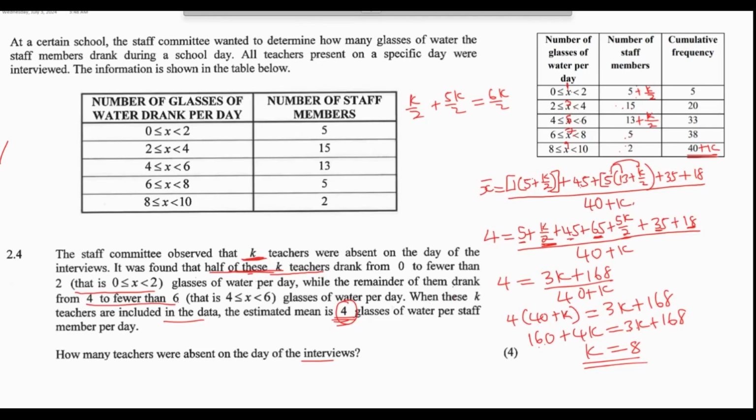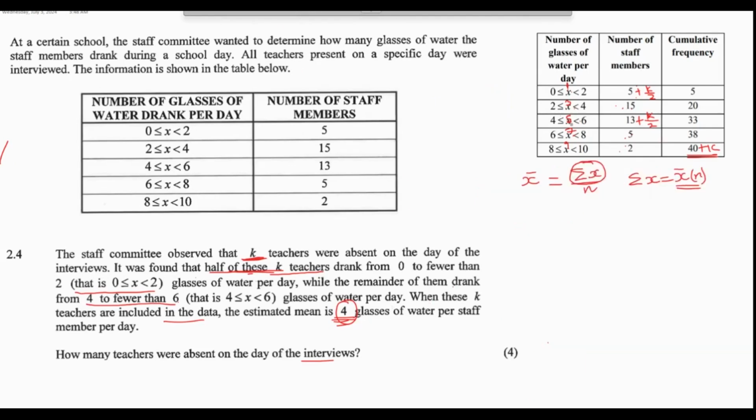There's another way you can do this. Let's discuss that. We can find the mean when these K teachers were absent. We don't consider the K now. We're just using these values as they are, without the K. So it's going to be 1 times 5 plus 3 times 15 plus 5 times 13 plus 7 times 5, then plus 9 times 2, over 40.